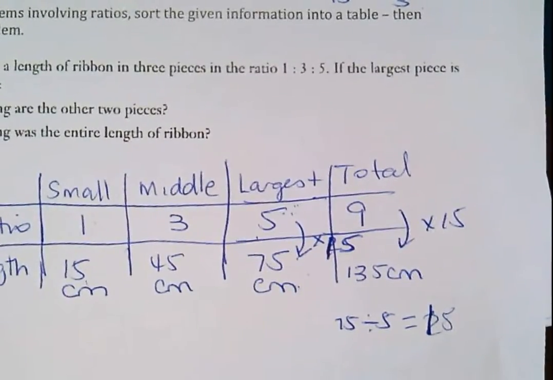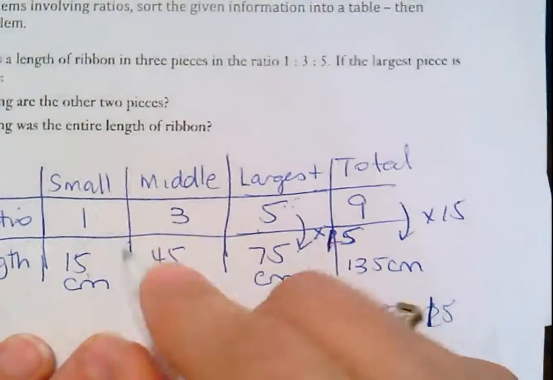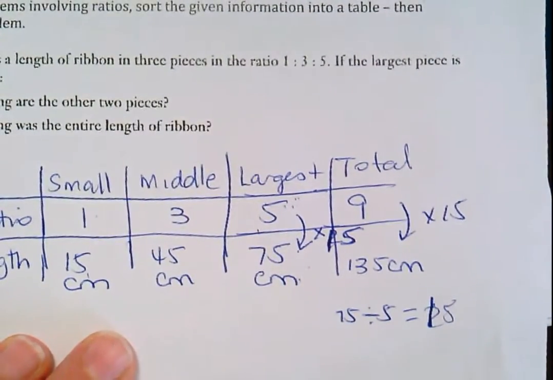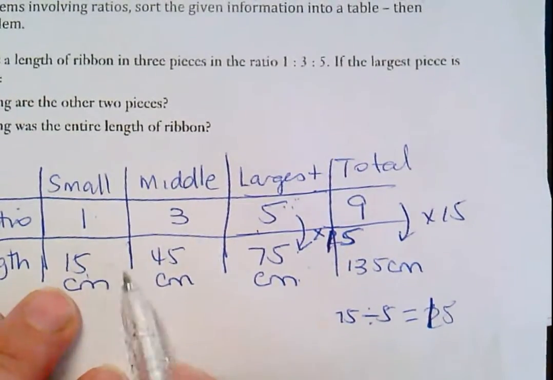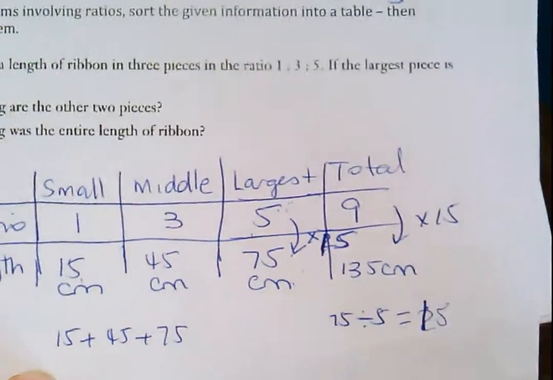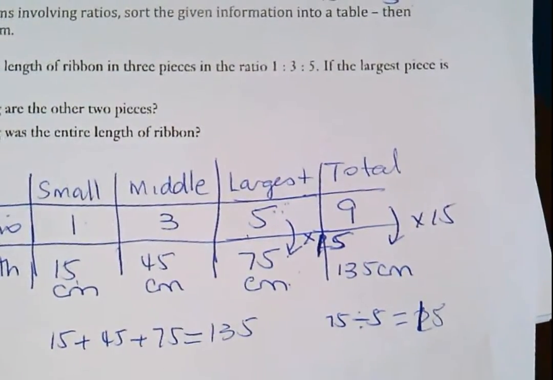Sometimes you can't work it out, so you just divide the bottom by the top, and that will give you the factor to multiply by. And then all of them, times 15, times 15, times 15, times 15. Your final check is to go 15 plus 45 plus 75 should equal 135, and if it does, then you've done it correctly.